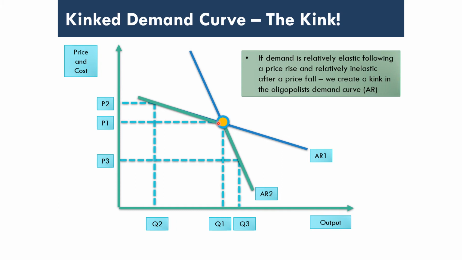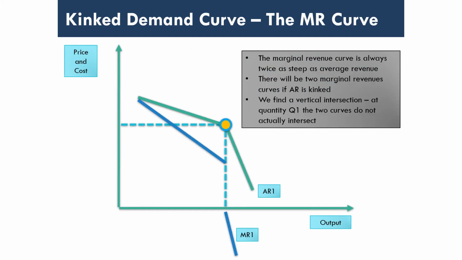There is a kink. Above P1, it's very elastic. Below P1, it's very inelastic because of the way that my rivals will respond to my change in price. So for oligopolistic markets, they're likely to have a demand curve that kinks at the current market price. Now, what does that mean in terms of the marginal revenue curve?